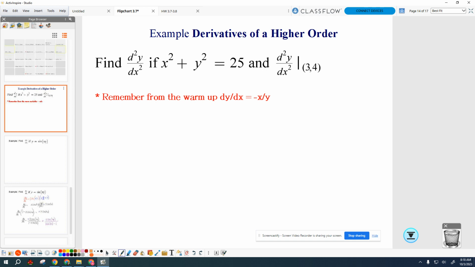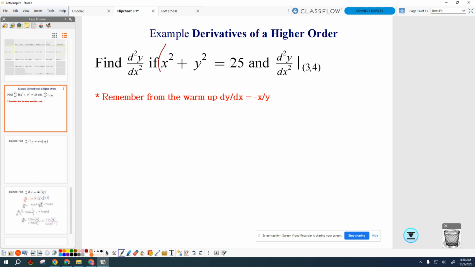Okay, now it's asking you to do the double derivative. And we can use what we got from the warm-up. dy/dx from the warm-up was -x over y. So using that, how do I do the double derivative? What am I starting with?